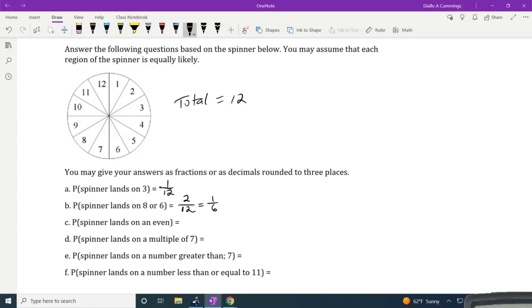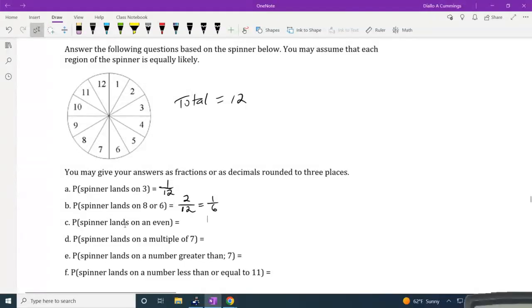So notice a couple of these things use or. So we talked about the addition rule, where it's like probability of A plus the probability of B minus the probability of A and B. Those don't apply here, right? Because we have just 1 eight and 1 six. We don't have a 6 and an 8 that are both in one particular part of the spinner, right?